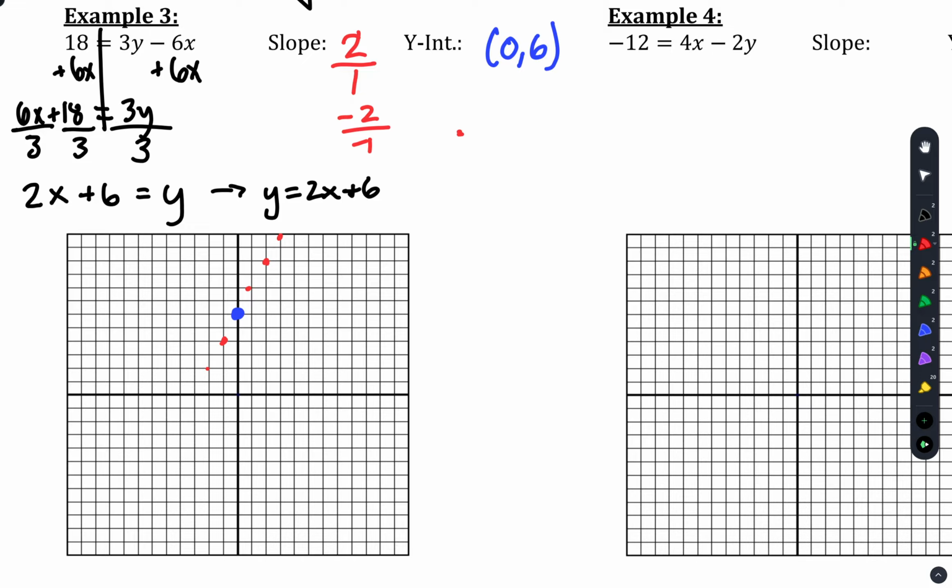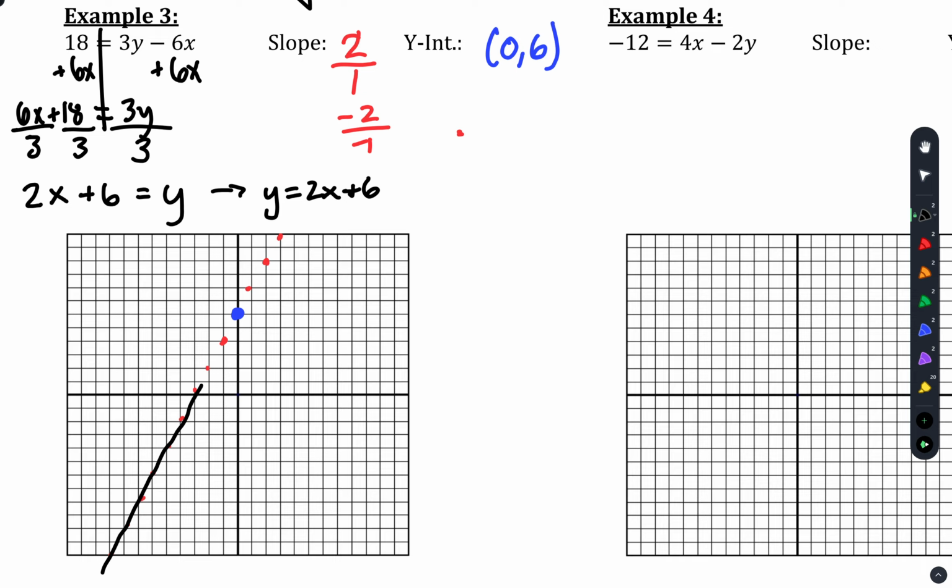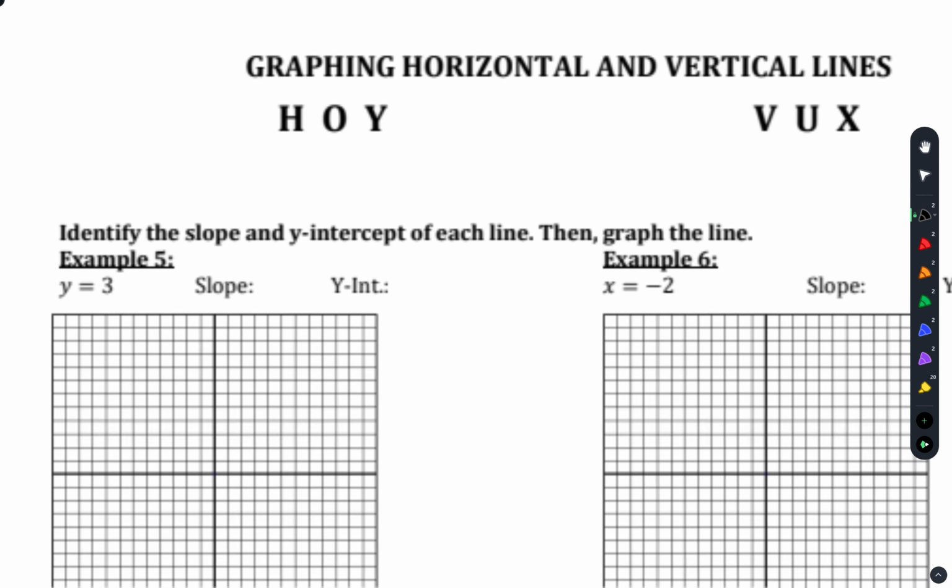What's going on? Look at all those points. Draw your line, connect them up. Are we all okay on this? Fantastic. Let's move on. Flip your page over.